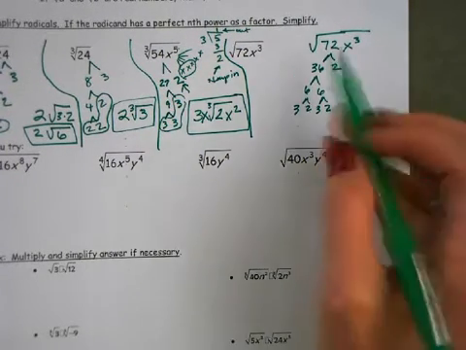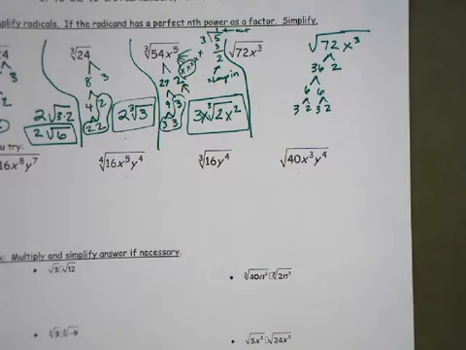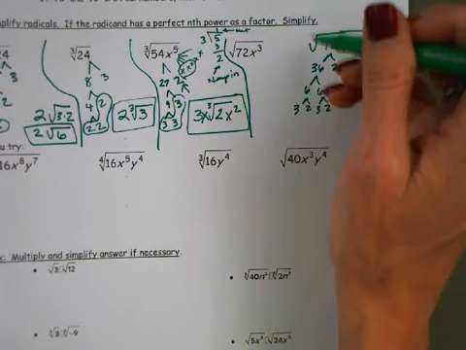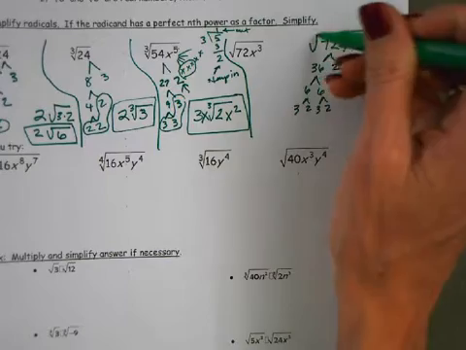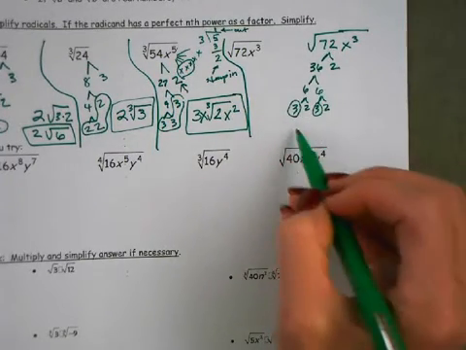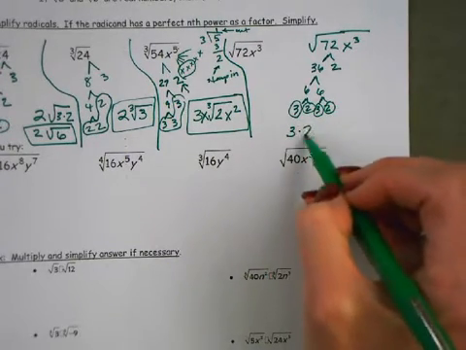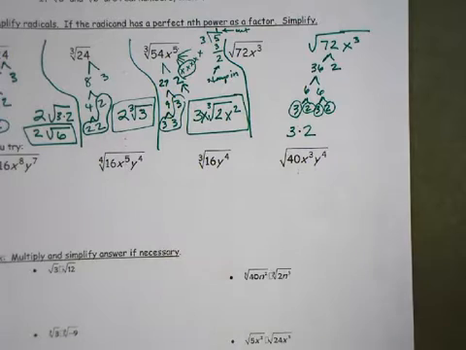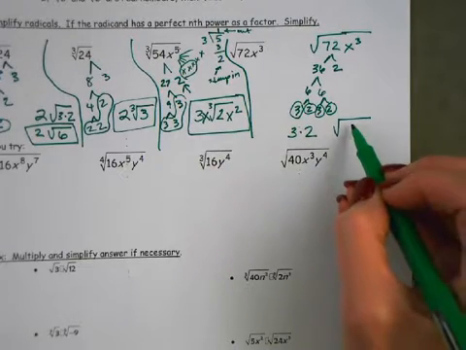Okay. So here, what am I looking for? Pairs of what? Pairs of 2s. So I need 2 of a kind, because my index is an implied 2. So let's see, I have a 3 and a 3, so that's 1 3 I can pull out. I have a 2 and a 2, so that's 1 2 I can pull out. Everything you pull out, you multiply together. Okay? I am left with a 2 here, so I'll do my radical sign of 2.